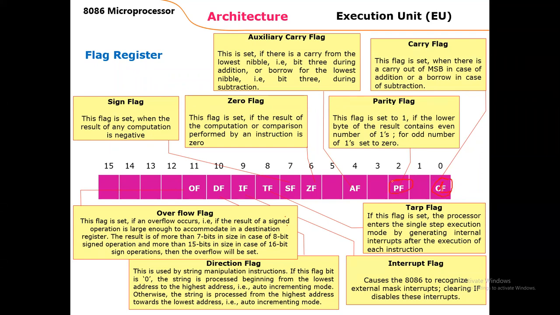This is the parity, or even parity. This is the auxiliary carry. Auxiliary carry means a carry after 4 bits. This is called auxiliary. 4 bits means a nibble. Suppose your summation is a total of 8 bits.